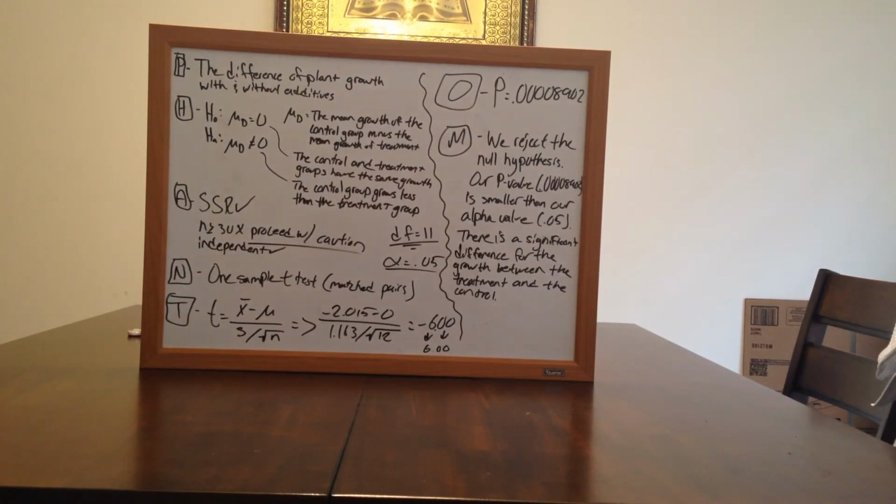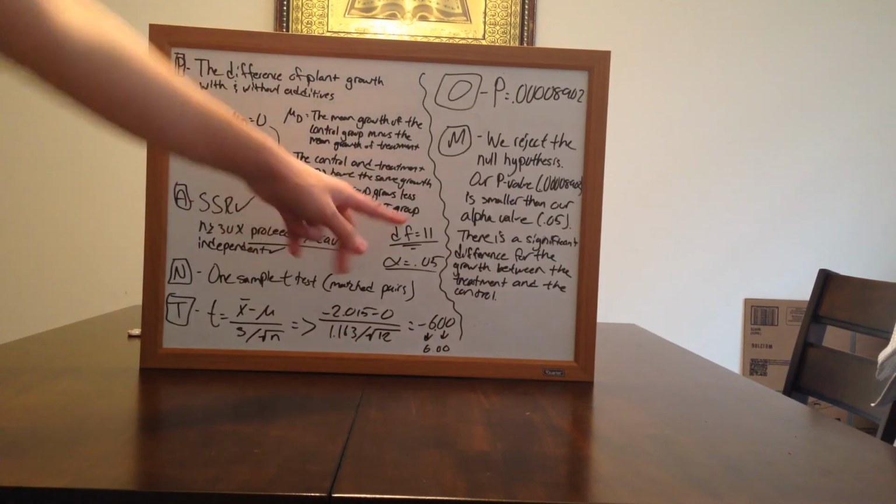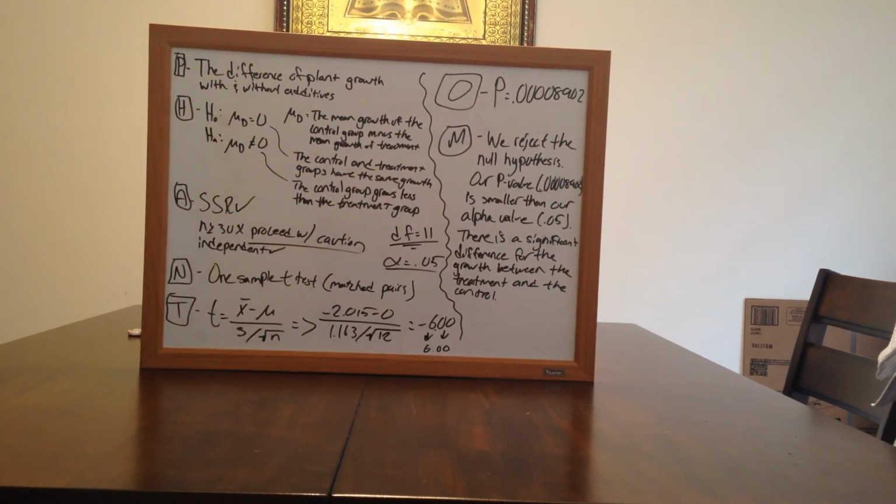So, for our statement, to conclude this whole test, we say we reject the null hypothesis. Our p-value, which we figured out above, is smaller than our alpha value, which was 0.05. So, we can say that there is a significant difference for the growth between the treatment and the control group.